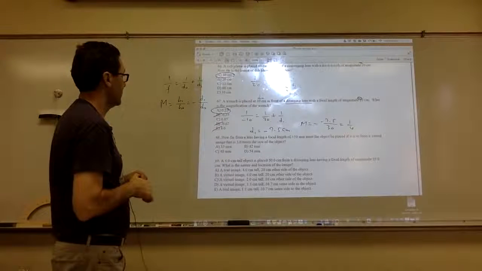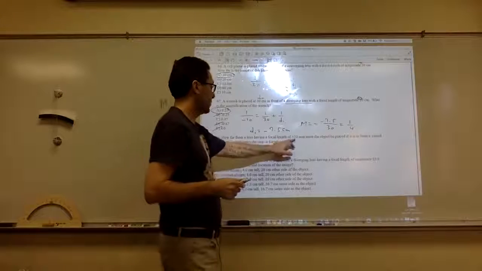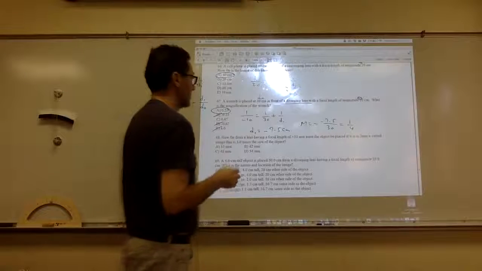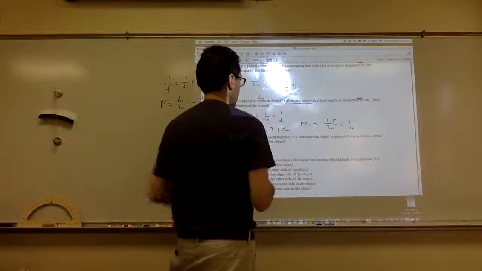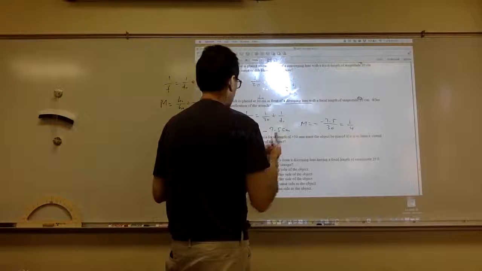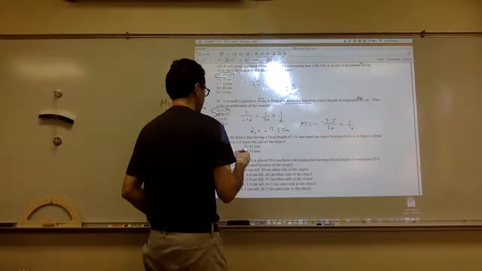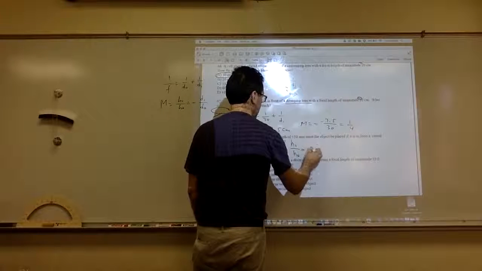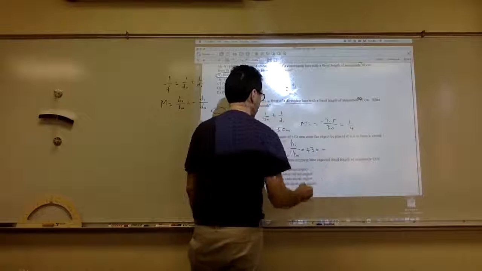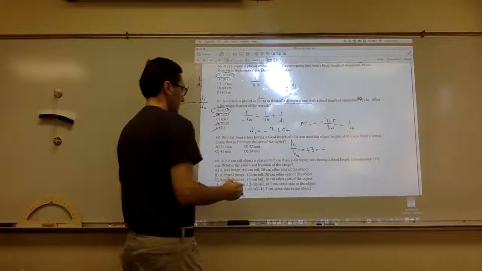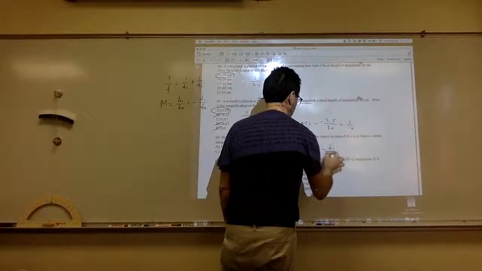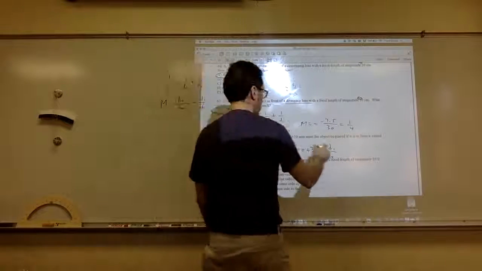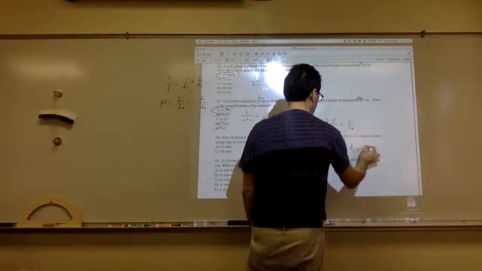How far from a lens having a focal length of positive 50 millimeters, so that's a convex lens, must the object be placed to form a virtual image, so an upright image that is 3 times the size of the object? So HI over HO equals positive 3, which is also equal to negative DI over DO. So I think DI here is negative 3 DO.